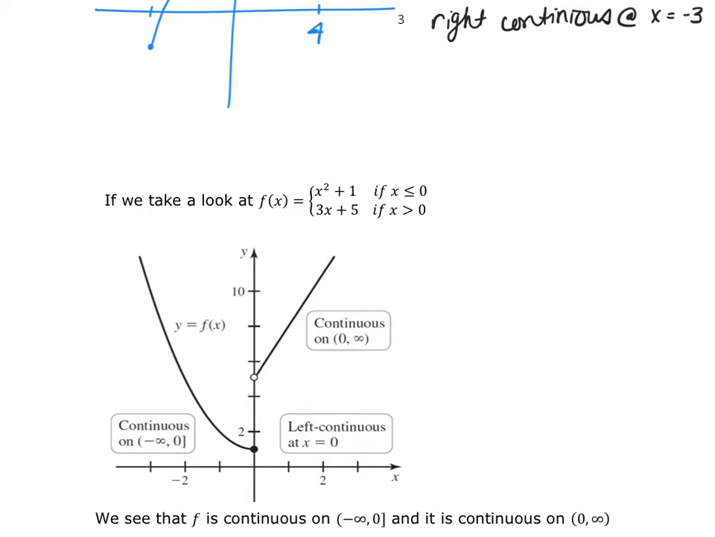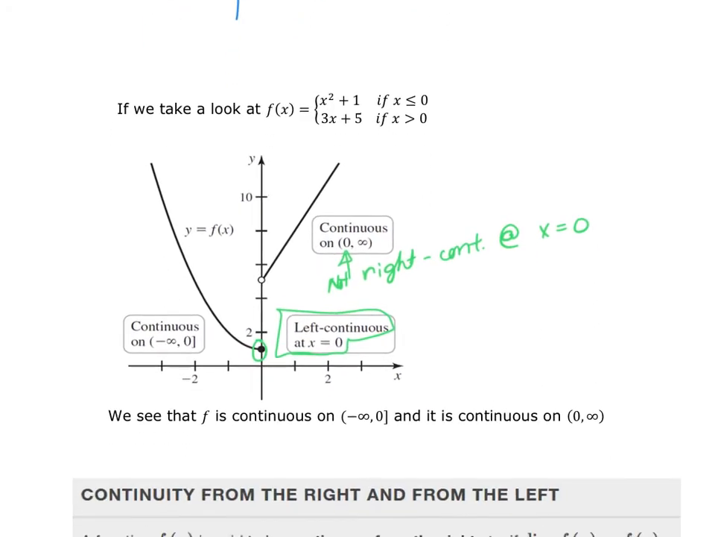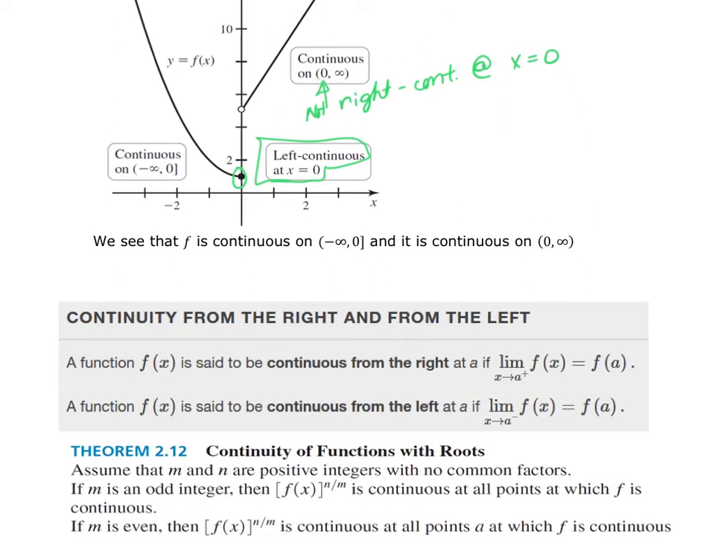It is continuous on -∞ to 0, and that's because 0 is included. And because 0 is included, it is left continuous at 0. It is continuous on the open interval from 0 to infinity, but it is not right continuous at x equal to 0 because it's not inclusive. That point is not inclusive on that part of the interval. So we say it is continuous on 0 non-inclusive to infinity.